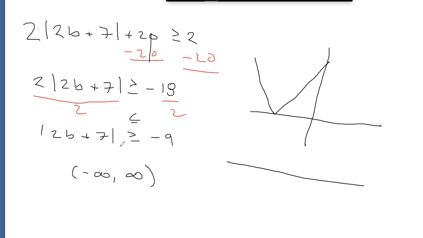If this had happened to be flipped around, then this would be a no solution, because this thing would never be greater than a negative number. And so those are kind of the two exceptions, is when you do have a negative on this side, that's where you have to watch out for those two cases.